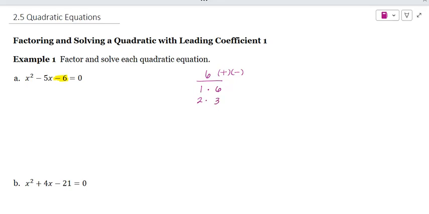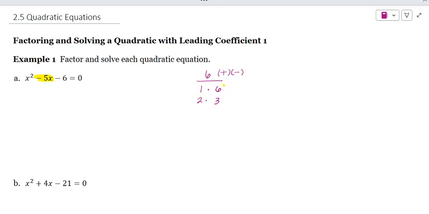Now, the way I'm going to decide which of those pairs to use is to look at the middle term. I need these two numbers to combine to give me a negative 5. And again, one of them is going to be positive and one of them is going to be negative. If I were to choose the 2 and the 3, the only way I could get to 5 is if they're both the same sign, that they're both negative. But I need one to be positive and one to be negative.